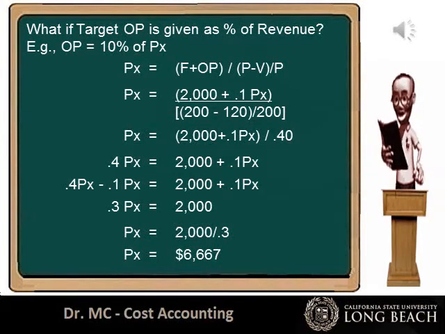If you move the 40% to the other side of the equation, you get 0.4 Px equals 2000 plus 0.1 Px. If you move the 0.1 Px to the left-hand side of the equation, you get 0.3 Px equals 2000. If you move the 0.3 to the right-hand side of the equation, you get Px equals 2000 divided by 0.3, which tells you that you need sales of $6,667 in order to generate a profit equal to 10% of your gross sales, which is $667.